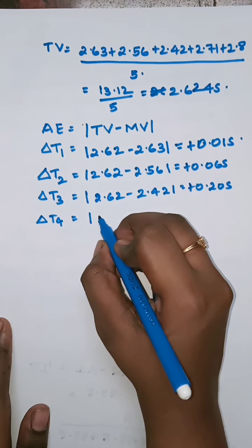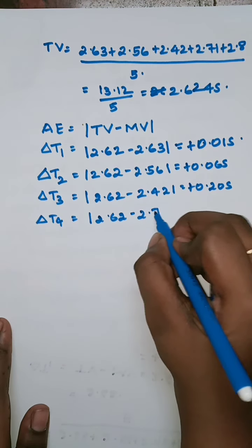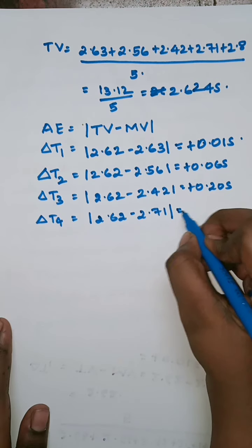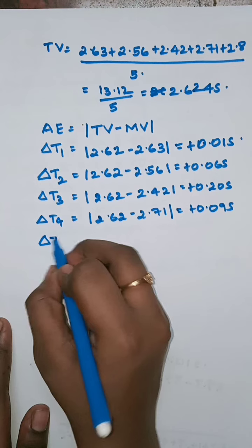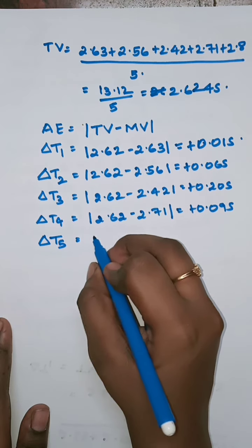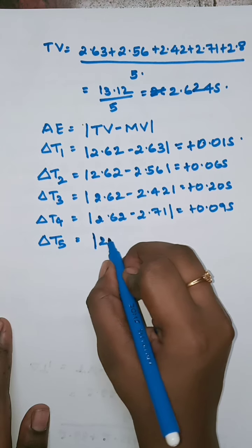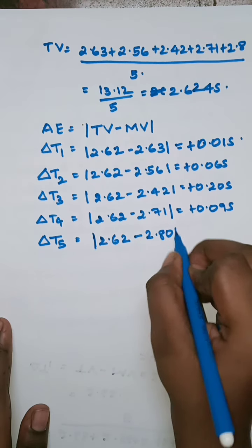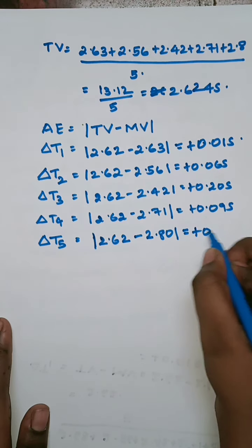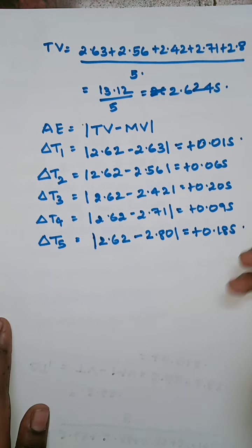Just pause the video and try to solve it, then only you will get clarity in the concept. Plus 0.09 seconds is the error for T4. Now the absolute error of T5 is the modulus of 2.62 minus 2.80, which is equal to plus 0.18 seconds. Now you have found the absolute errors.